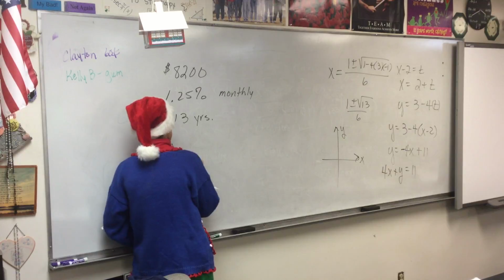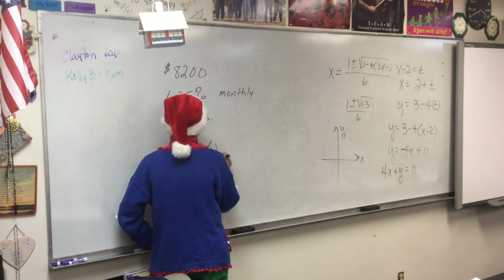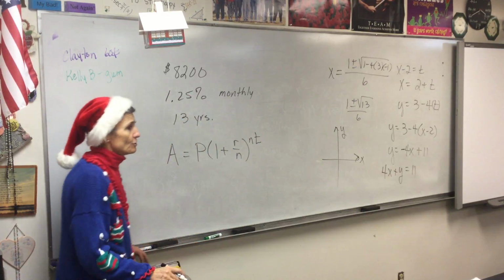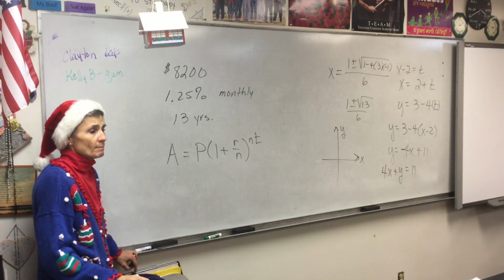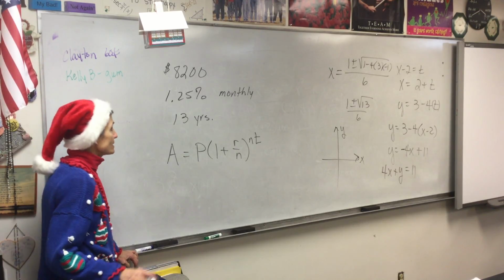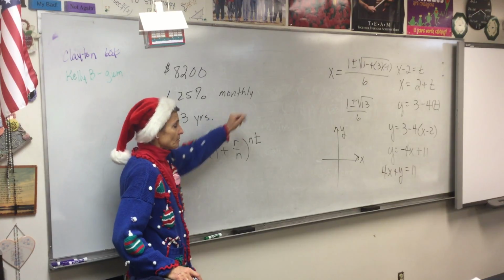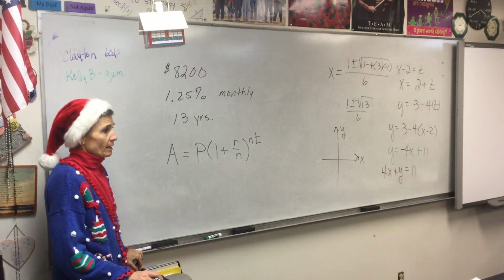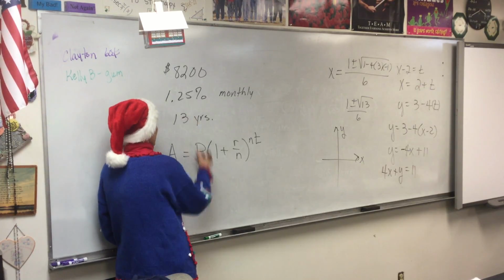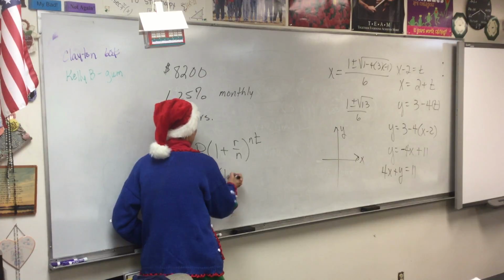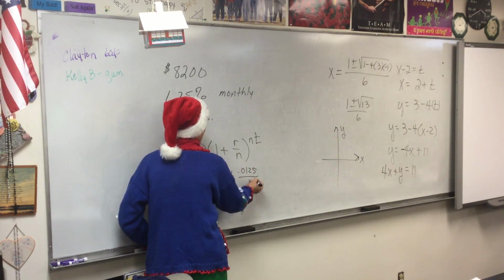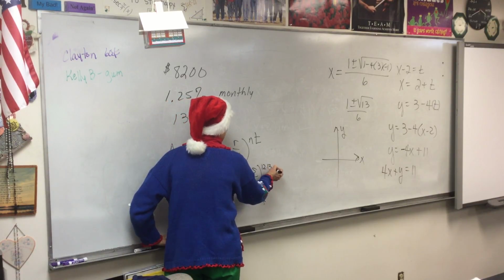So, what formula is that going to be? No, it is not PERT. The only time you're going to use PERT in a money problem is when it says compounded continuously. This said compounded monthly, so it is this formula. How much will you have? That's the question. If we start with 8,200, interest rate has got to go in as a decimal, compounded monthly for 13 years.